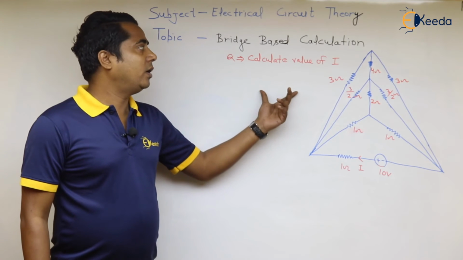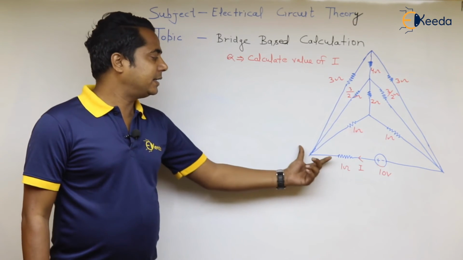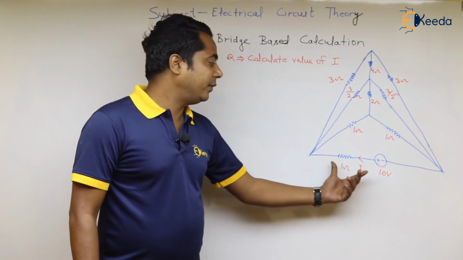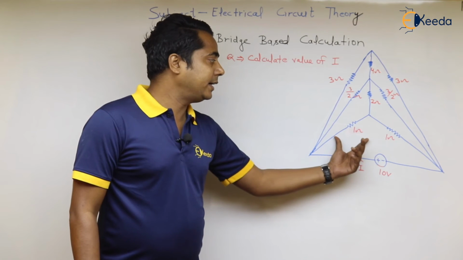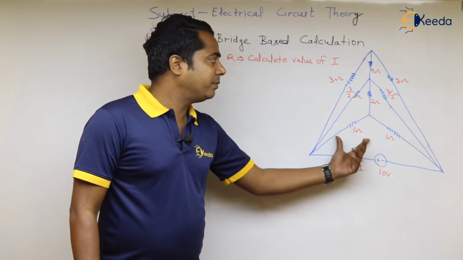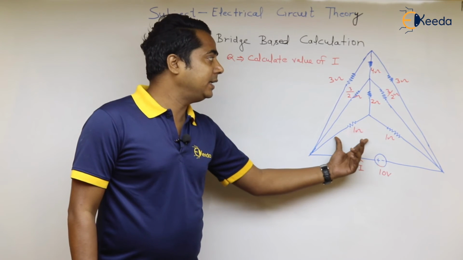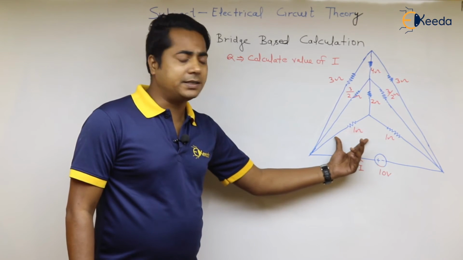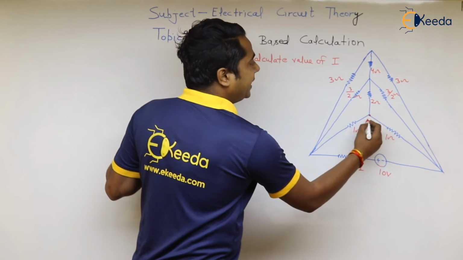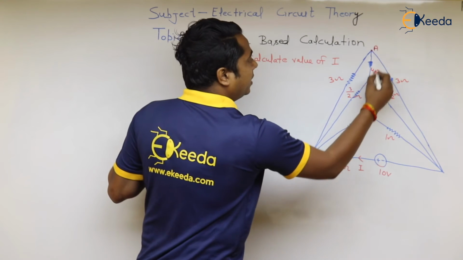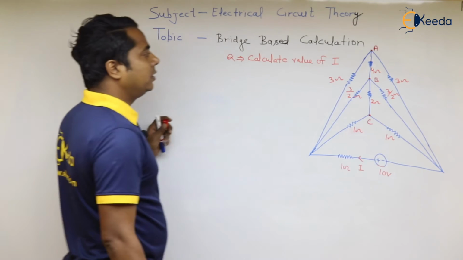We have one more circuit based on bridge calculation. In this circuit, the question is asking what will be the value of I. This circuit is looking very complex, but if you see very carefully, then we will see a few bridges. See here guys, I am just pointing out the node names: node A, node B, node C.